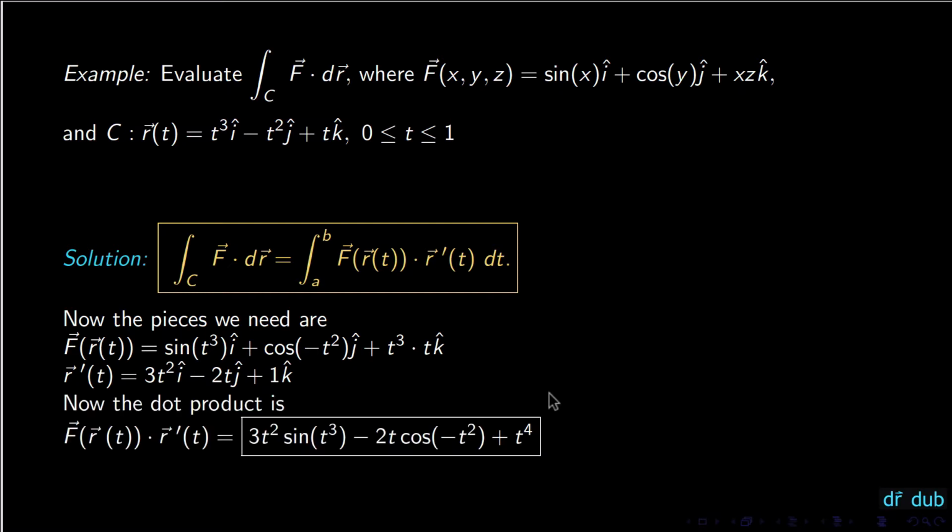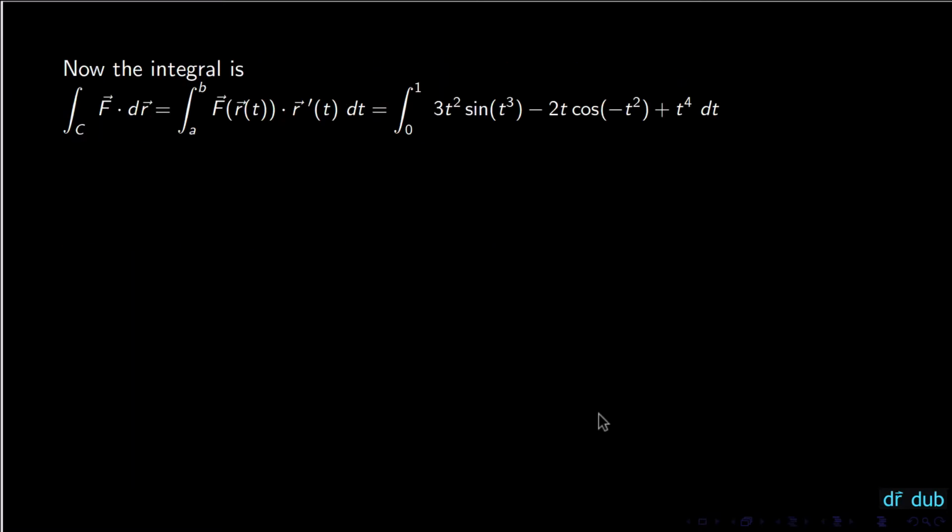Now I need to take the dot product of these two. The dot product means multiplying the x components, plus the y components multiplied, plus the z components multiplied. That gives me 3t squared sine t cubed minus 2t cosine of negative t squared plus t to the 4th. All right, now I've got the pieces, and I can stick them into the integral and evaluate. This integral becomes the integral from 0 to 1 of 3t squared sine t cubed minus 2t cosine of negative t squared plus t to the 4th dt.